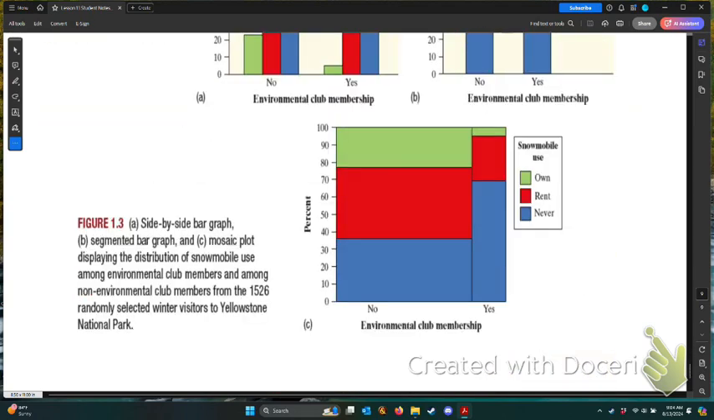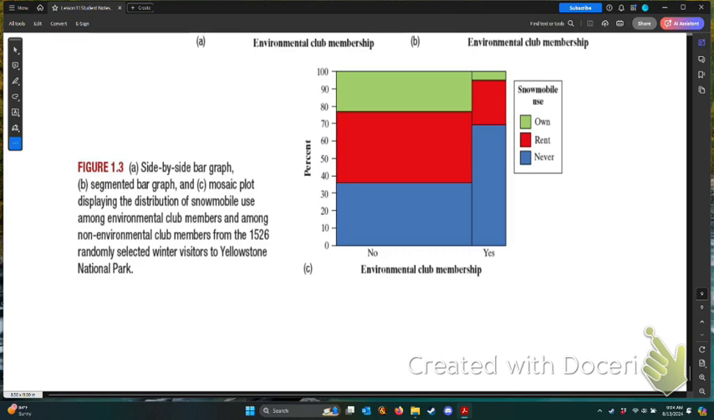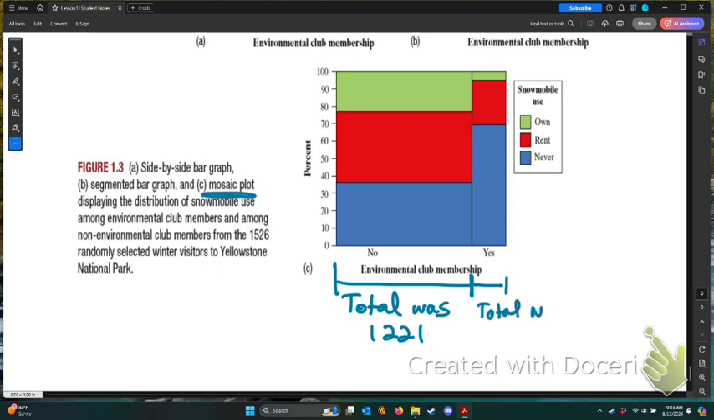So a mosaic plot, which you can see right here, takes into consideration the number of people, all right? So the reason that this is wider here is the total was 1,221. This total was 305. About how much is 1,221 in relation to 305? About how much bigger is that ish? About 4 times ish. So guess what? This is about 4 times as wide. Okay? So it is proportionately wide.